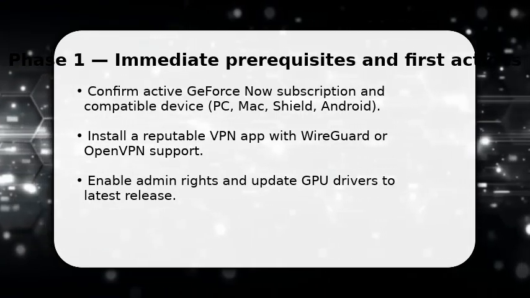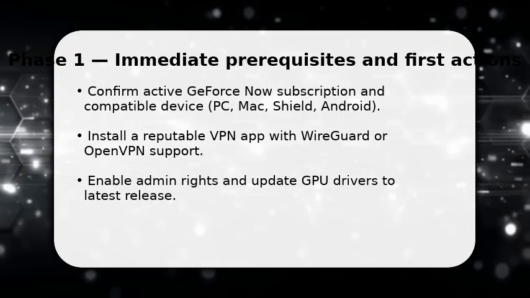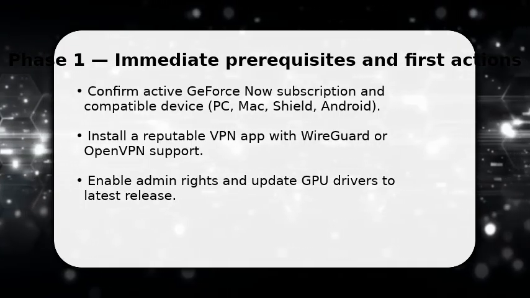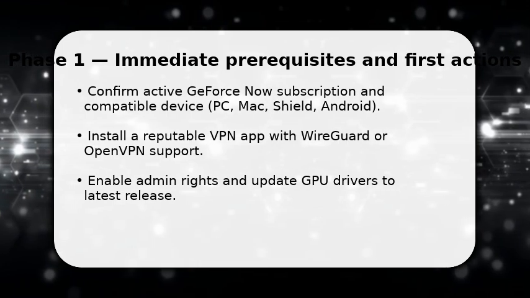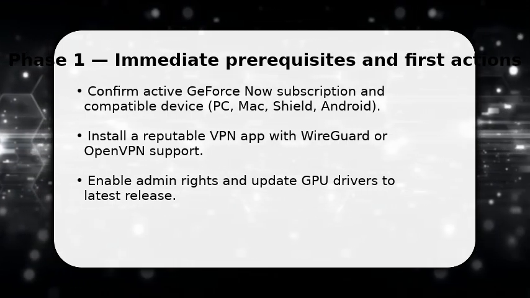Once done, choose a server region near a GeForce Now data center to minimize ping, and keep your VPN app open while you move to configuration steps in the next slide.